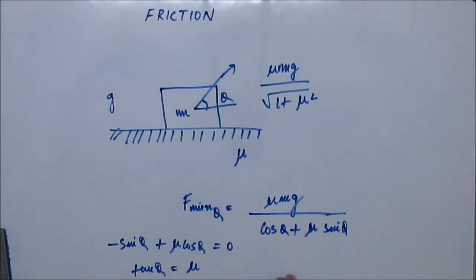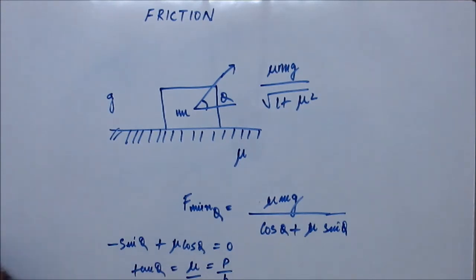So tan theta should be equal to mu. Now if we put the value of theta we have found from here into this expression, we'll get the minimum value of the force. This kind of thing we have done in maxima minima when we started calculus. This shouldn't be a problem. Now tan theta is perpendicular upon base, so we can treat mu as perpendicular and base as 1.